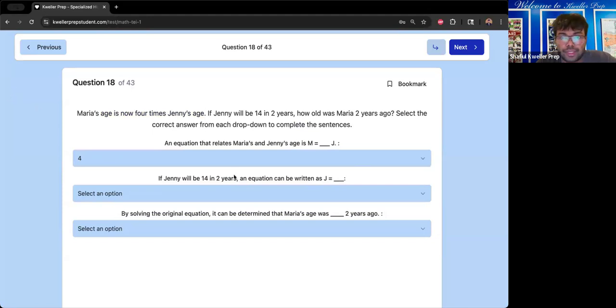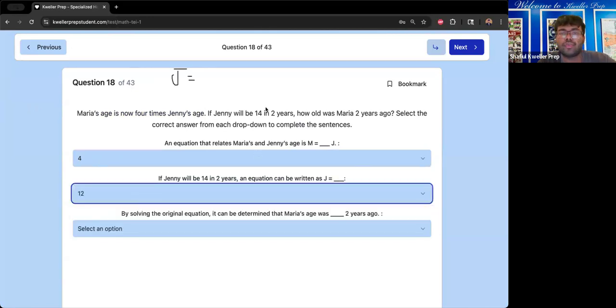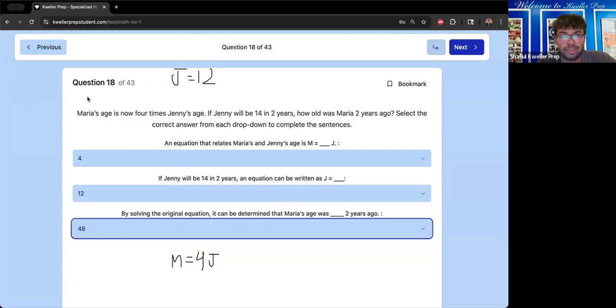Jenny will be 14 in 2 years. An equation can be written as Jenny right now is equal to just 12. Because if Jenny is 14 in 2 years, the present age right now is 12. So Jenny is 12. That should be simple. And then solving the original equation, M is equal to 4J. We know that Jenny right now is 12, so Maria is 48. Wow, that's old. But yeah. Does anyone have any questions on this? I think this was simple.